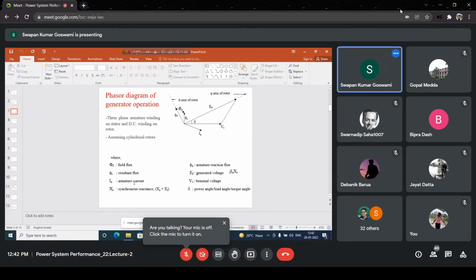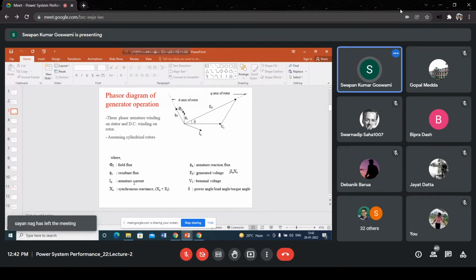Now let us start with the phasor diagram. From the phasor diagram, we shall be drawing the equivalent circuit, and then we shall be writing the power equations. From the power equations, we shall see how to control the active and reactive power, because our aim is to control the frequency and voltage. For frequency control, active power control is necessary. For voltage control, reactive power control is necessary. So let us see the phasor diagrams.